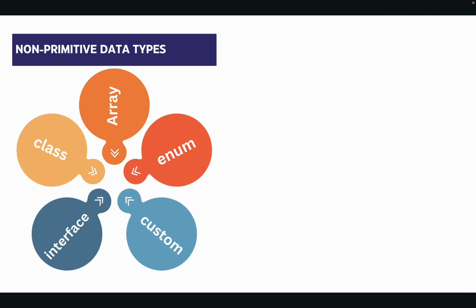Talking about non-primitive types, also called reference types, we have some of the following, which are classes, arrays, enums, interfaces, as well as custom non-primitive types which you can create. For the purpose of this tutorial, I will talk about classes.